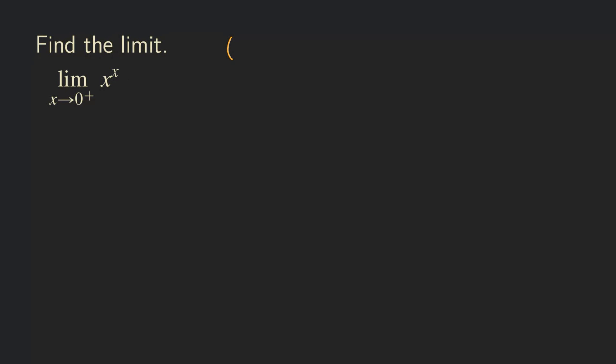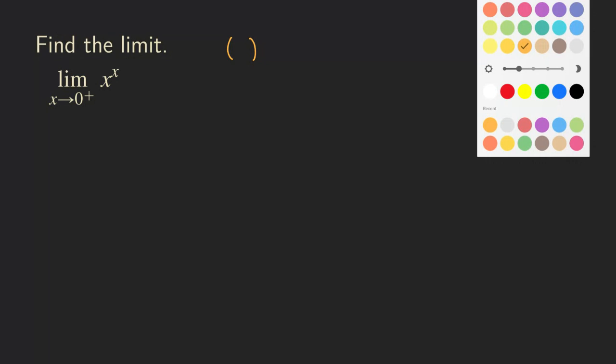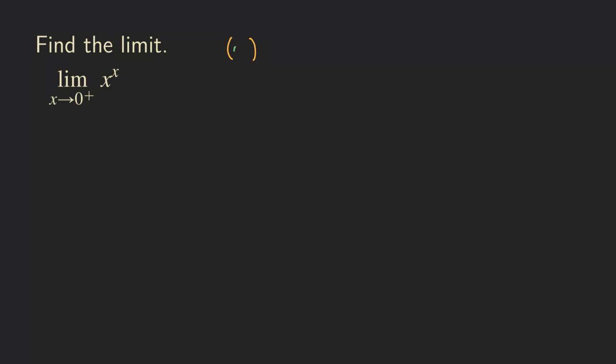The form of this function looks like this, where the base is approaching 0 from the right side, and then the exponent is also approaching 0 from the right side. So that's actually an indeterminate form of 0 raised to the 0 power, and that means we cannot draw any conclusion at the beginning, right? And so now let's actually get into computing this limit.